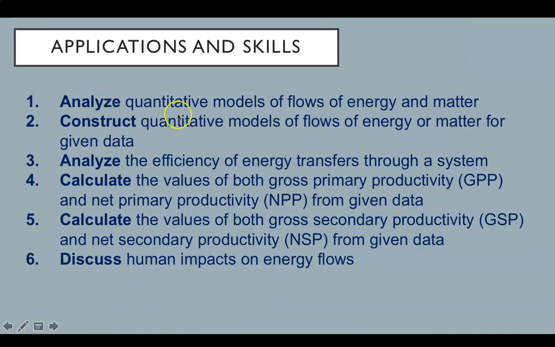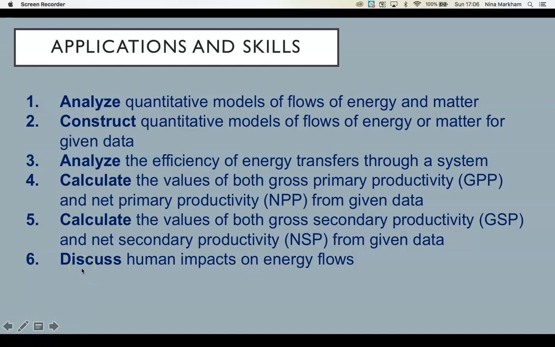You need to be able to analyze quantitative models of flows of energy and matter, construct quantitative models of flows of energy or matter for given data, analyze the efficiency of energy transfers through a system, and calculate the values of both gross primary productivity and net primary productivity from given data, right? This is with regard to the plants. Calculate the values of gross secondary productivity and net secondary productivity from given data. Now we're talking about consumers. And discuss human impacts on energy flows.